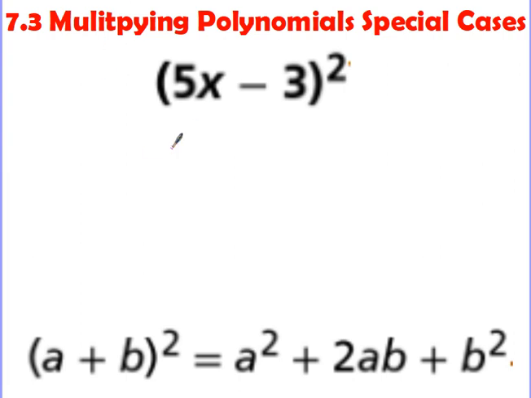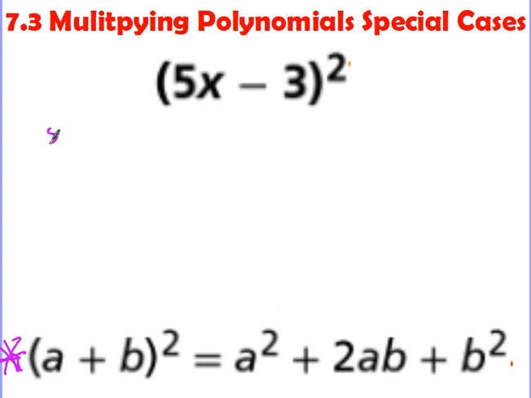Okay, so if I have 5x minus 3 squared, so this whole term is being multiplied by itself, what is the pattern that we can use? Well, this right here is the pattern that we can use. Okay, so if I ever have a product being multiplied by itself, I can follow this pattern. So let's see what happens here.